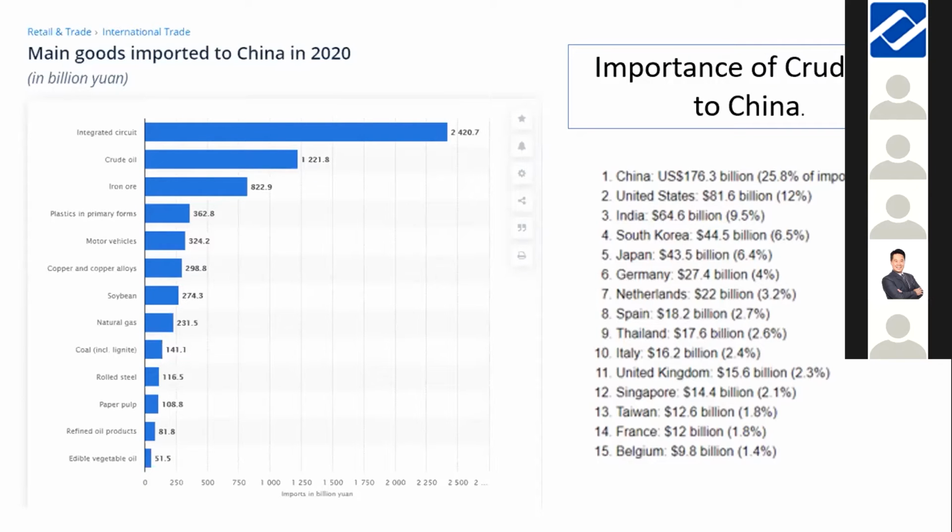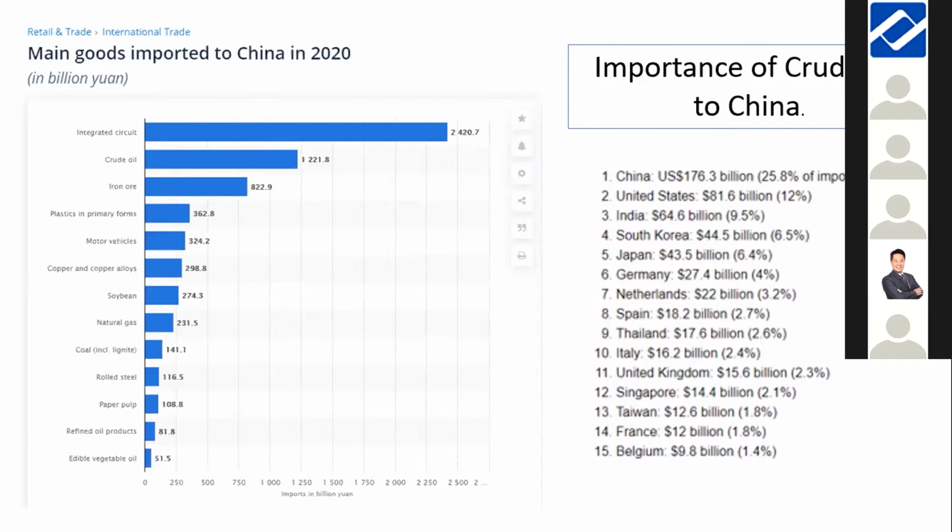If you look on the diagram on the left, you can see the main goods imported into China in 2020. Crude oil was number 2 of everything. Integrated circuits was the first. So crude oil is extremely important to China. As you can see, it's their second biggest import. And China is the world's biggest importer of crude, so they have a very, very large need for crude oil.